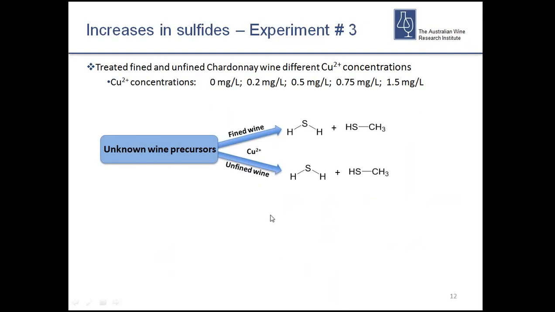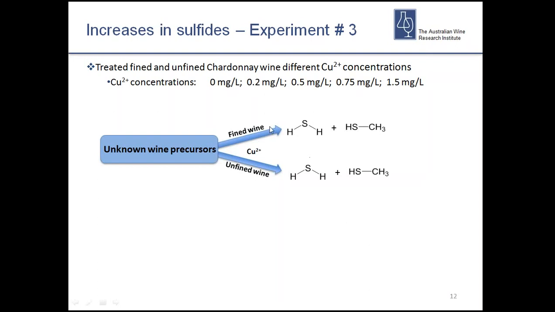So in a third experiment, after we saw a very big increase at a high concentration of copper and a slightly less increase at a lower concentration, we designed an experiment where we looked at different copper concentrations in a Chardonnay wine, and we also looked at it in a fined and an unfined wine. So we added our copper at 0 milligrams per liter, at 0.2, at 0.5, 0.75 and 1.5 milligrams per liter. And once again, we were interested in the copper's effect on the formation of hydrogen sulfide and methanethiol.